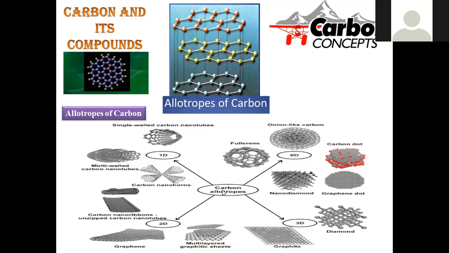Phosphorus exists as white phosphorus and red phosphorus. Sulfur is also available as S6 and S8. Different allotropic forms are available. Here a single component may exist in either crystalline form or amorphous form. That purely depends upon the arrangement of atoms.